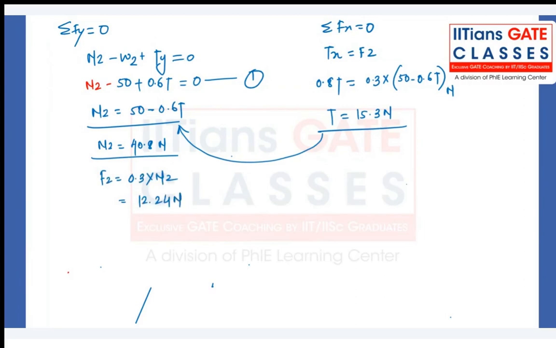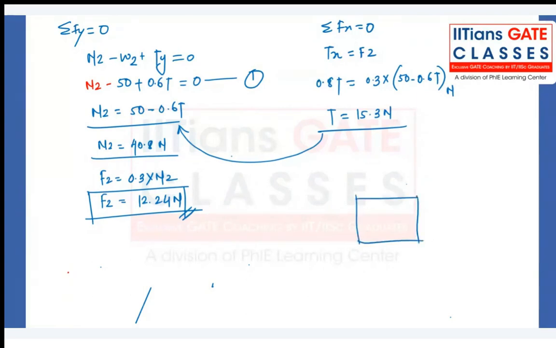Okay, is it clear to you all? So if it is clear, now we can proceed towards the free body diagram of the bigger block, which is 200 Newton weight. Here you will have a normal reaction N1. Also, the weight of the block which is kept on this will create again one reaction. Let's call it N2.